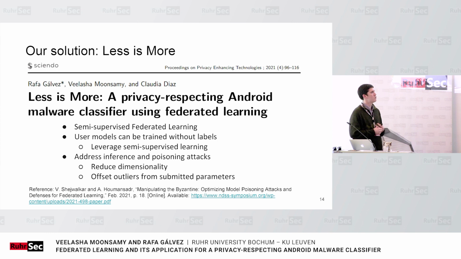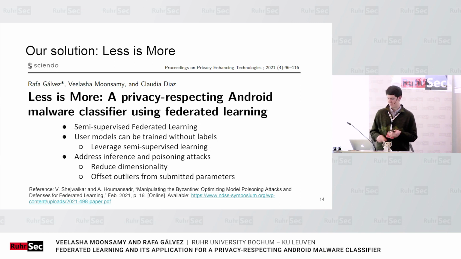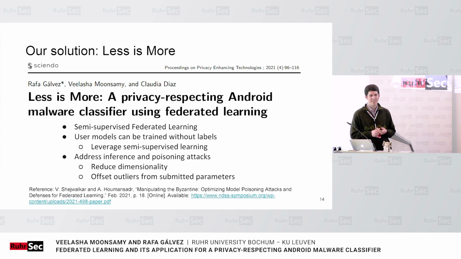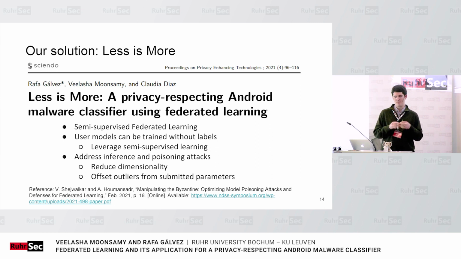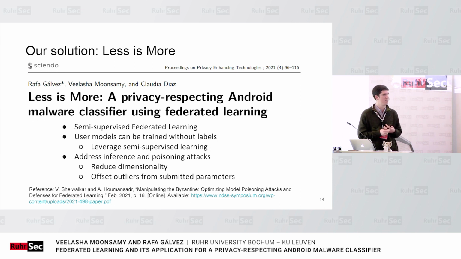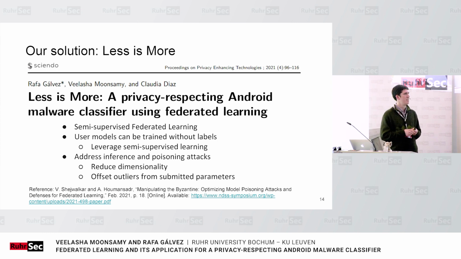Our solution to these two problems is called less is more, or LIM for short. We basically leverage a new kind of machine learning. It's not supervised, it's not unsupervised, it's a semi-supervised machine learning model where users can be trained without labels, without knowing if an app is malicious or clean. You can still train it, you can still get better performance. And most importantly for us, we address inference and poisoning attacks.